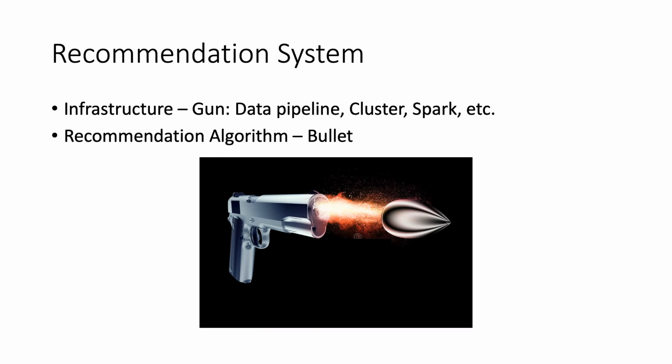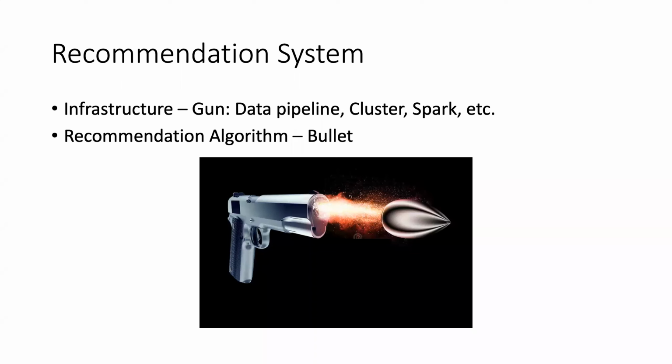So here I would like to make a metaphor. Our infrastructure, for example, data pipeline, cluster, Spark, and for example, Airflow to do the model scheduling, and then APIs, all those things are your infrastructure, and they are like a gun. And your recommendation algorithms are bullets, right? So the gun is to fire the bullets so that we can hit the target.